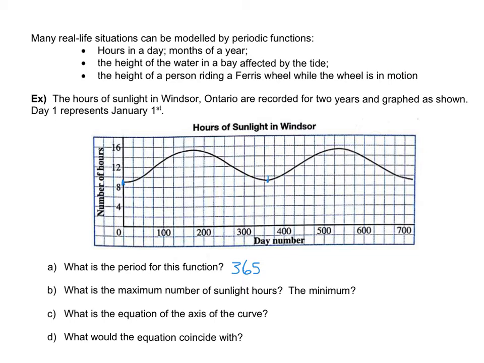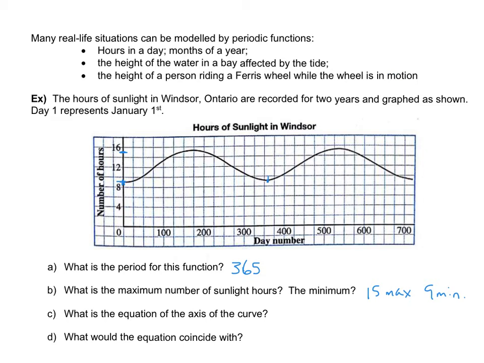The maximum number of sunlight hours based on this graph is roughly, I would say, about 15, and the minimum looks like it's at about 9 here. So 15 max and 9 is our min.